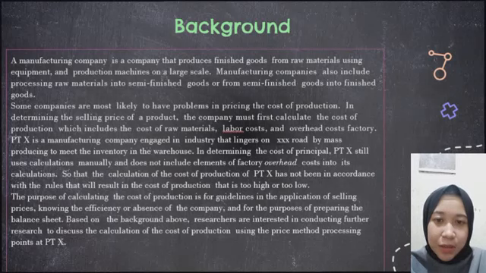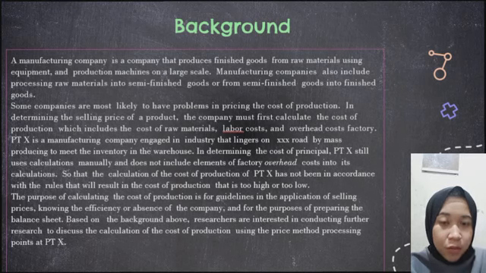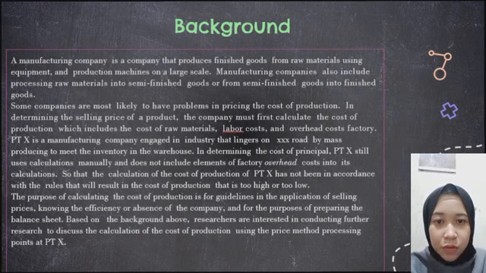First, background. A manufacturing company is a company that produces finished goods from raw materials using equipment and production machines on a large scale. Manufacturing companies also include processing raw materials into semi-finished goods or from semi-finished goods into finished goods. Some companies are most likely to have problems in pricing the cost of production.